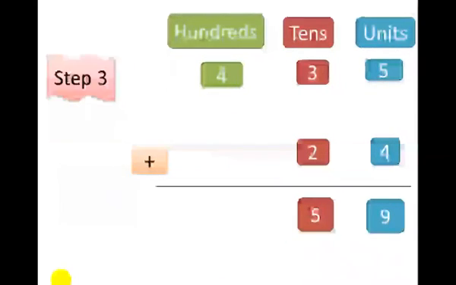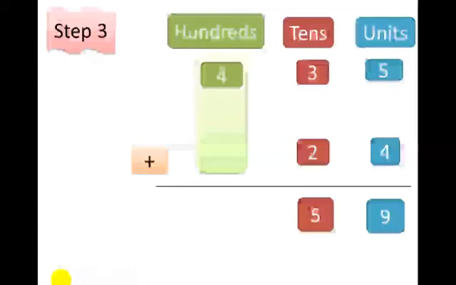Next, we add the hundreds. We add the digits under the hundreds. Under the hundreds, we have 4 plus nothing. 4 plus 0. That is 400 plus 0.